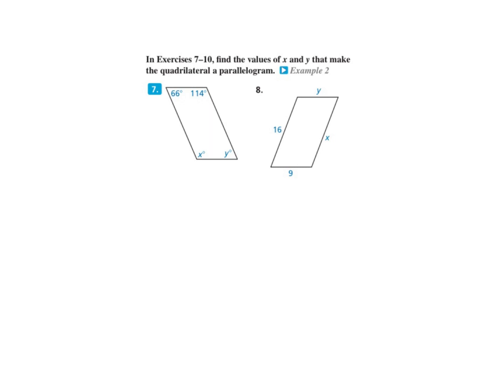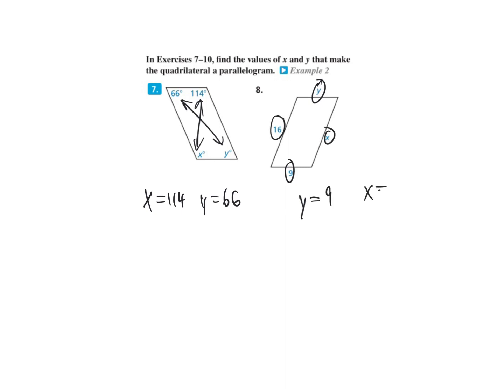So find the values of x and y. If these are parallelograms, then that means opposite angles are equal. So x is 114. And that means y has to be 66. And on number 8, if there is a parallelogram, then y is the same as 9, and x is the same as 16. Very simple.